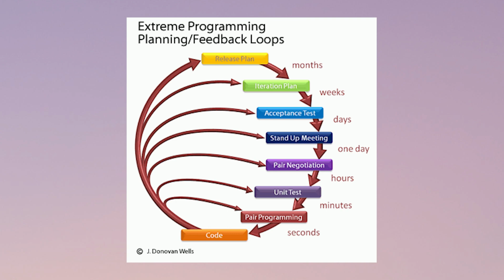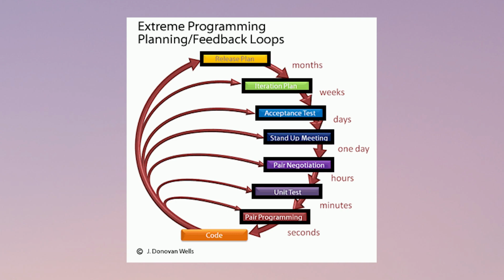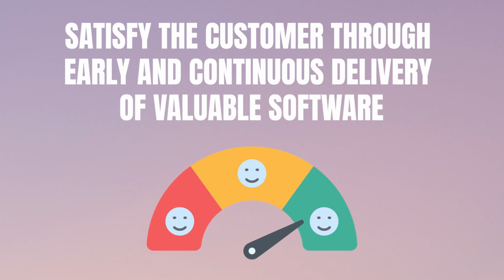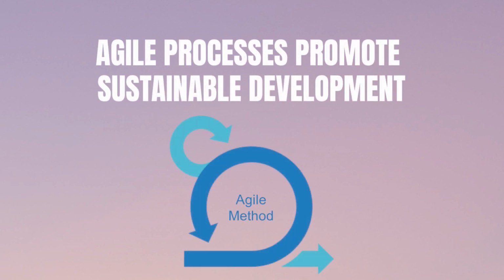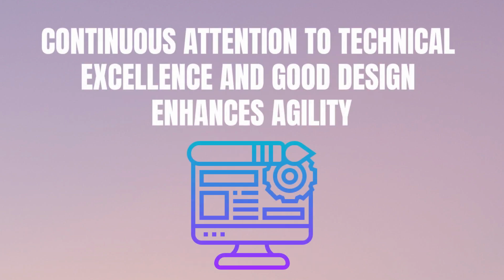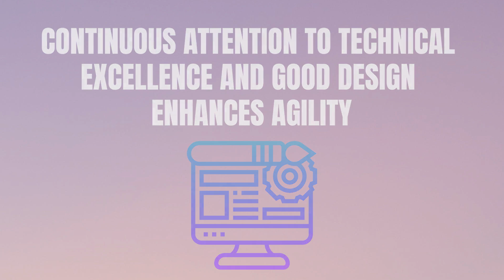Extreme programming and Scrum. Extreme programming is a model based on taking the best development practices and implementing them in an extreme way. The Agile principles in this are: satisfy the customer through early and continuous delivery of valuable software, Agile processes promote sustainable development, and continuous attention to technical excellence and good design enhances agility.